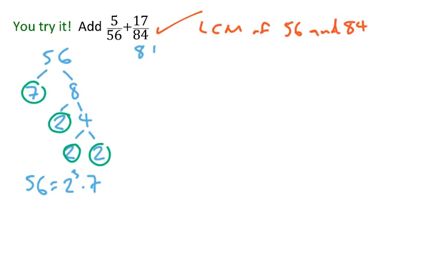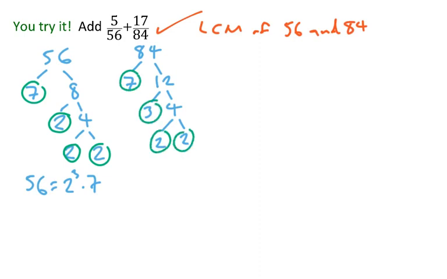84. Let's factor that one too. A little bit harder to see this one. I bet that took you a little bit longer. But one way to factor it is 7 times 12. 12 is 3 times 4. And 4 is 2 times 2. Looking at the leaves at the ends of the branches of the tree, 84 is 2 squared times 3 times 7.